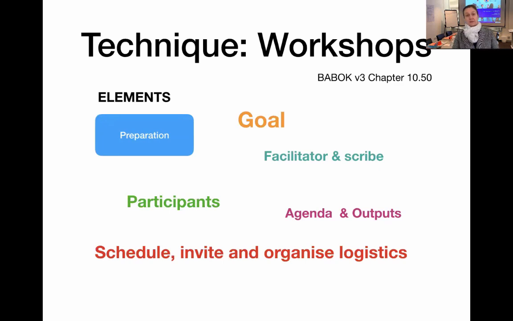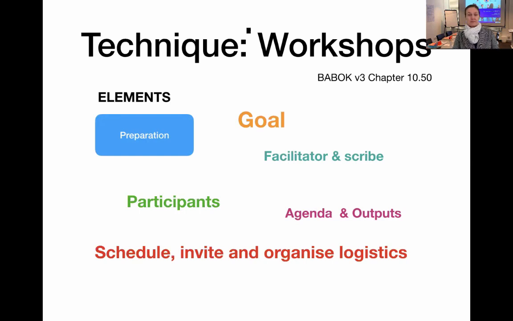Here it's about defining that goal. Be clear about why we are having this workshop. What is the purpose? Who will be the facilitator and who will be the scribe? Ideally, these will be two different individuals. Otherwise, you might miss some valuable information. Who will be the participants? So which stakeholders will be important to include? And that will link back to the goal.